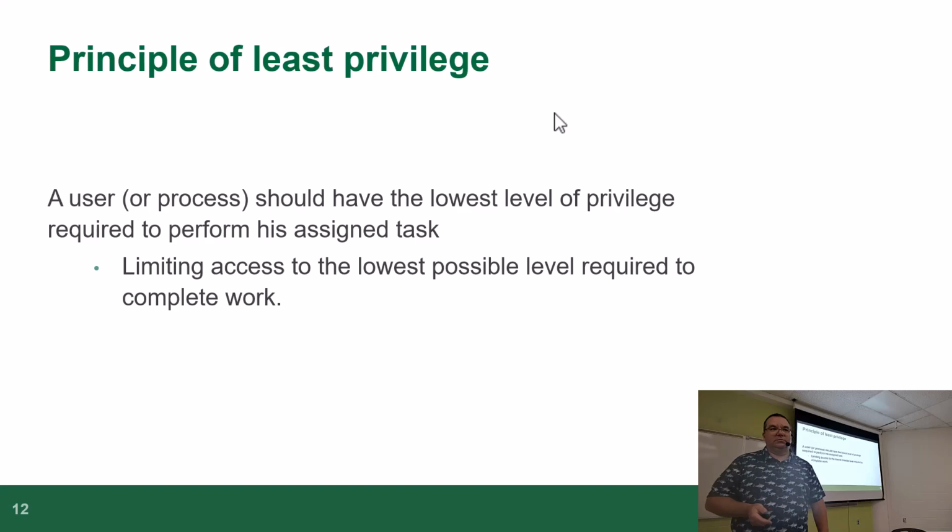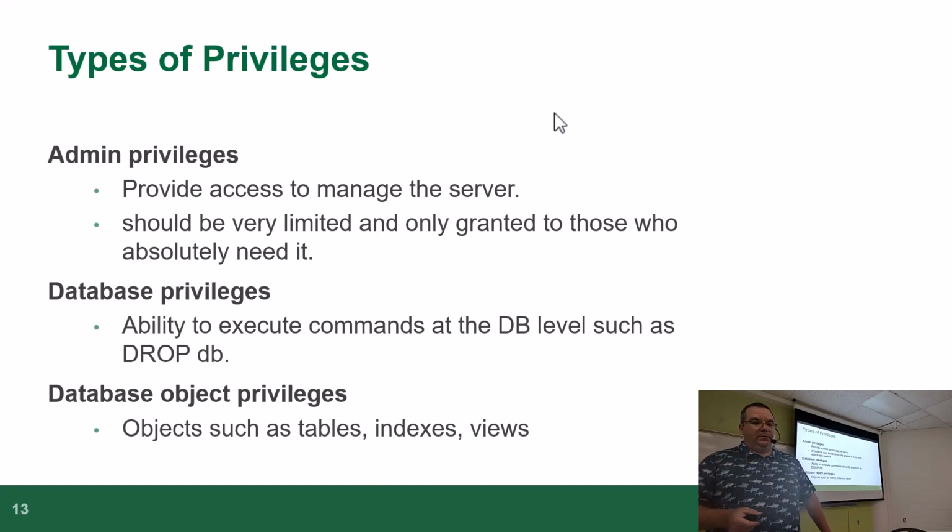Because the less they can do, the better. So, types of privileges. You got admin privileges. Those are the rights that let you manage a server. It should be really limited and only granted to those who absolutely need it. That's the super users. Database privileges. Those are the privileges that say you can do something like drop database, truncate table, really bad things.